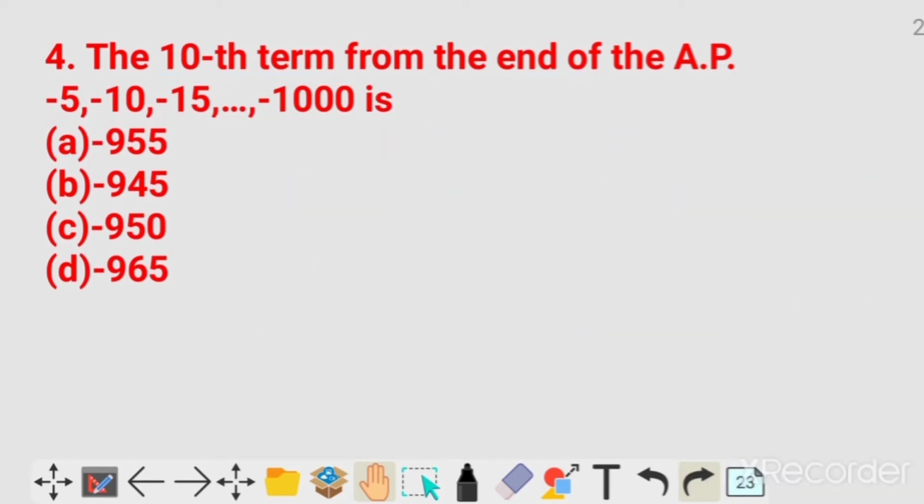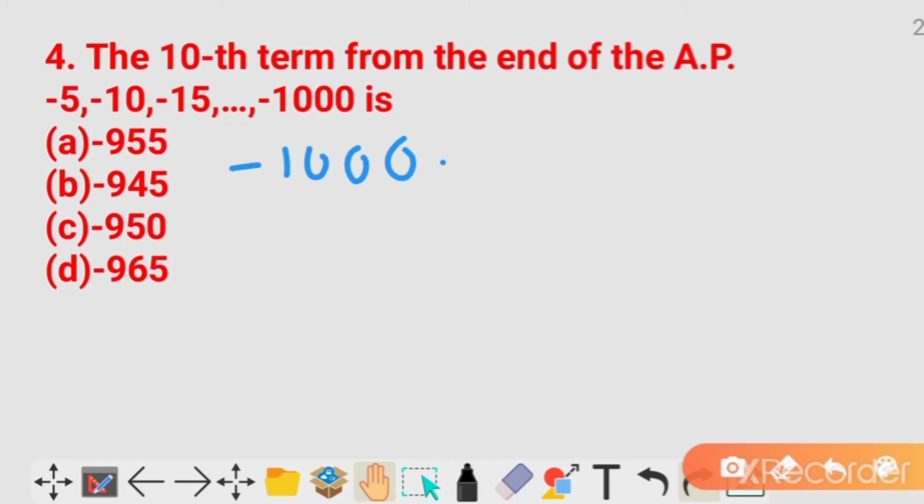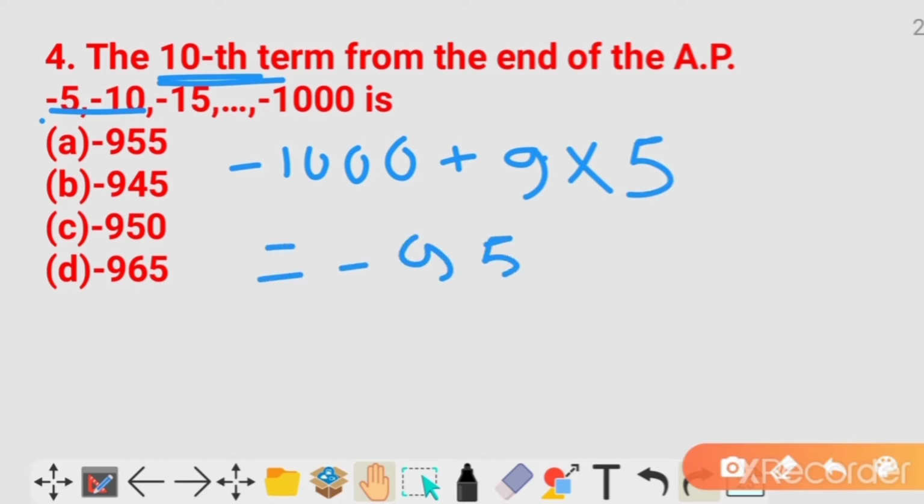So then the first term is 1000, and we have to find out the 10th term. So 10 minus 1 will be 9 into the difference, which will be 5. So it will give us minus 955. That is the answer.